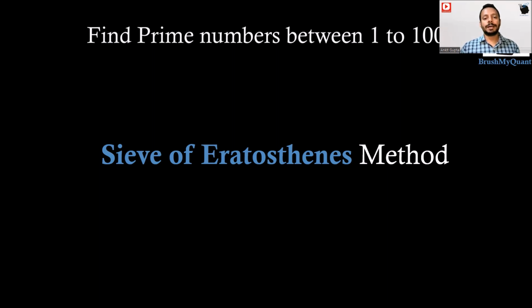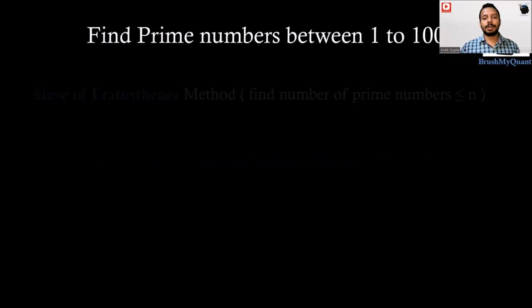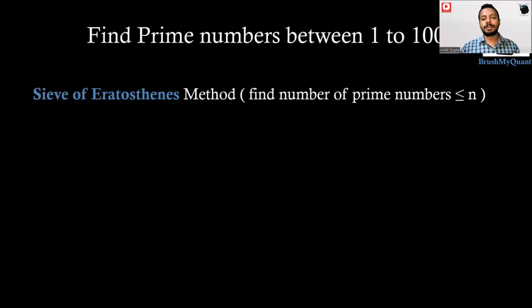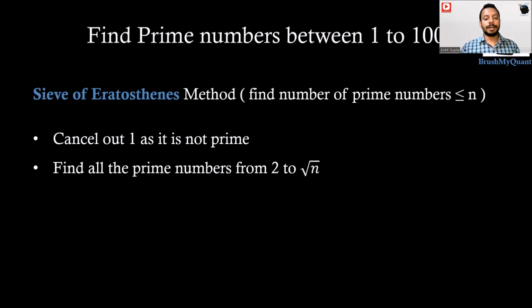So let's move forward and see how we can use this method to find all the prime numbers which are less than or equal to, let's say, a number n. The first step is to cancel out 1, as we know that 1 is not a prime number. The second step is to find all the prime numbers from 2 to the square root of this number.